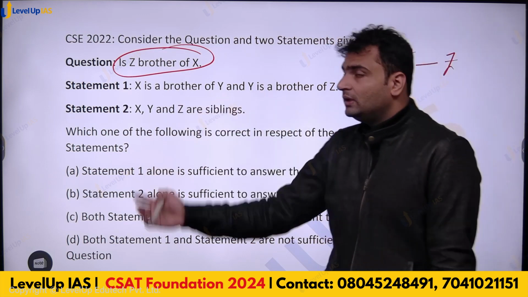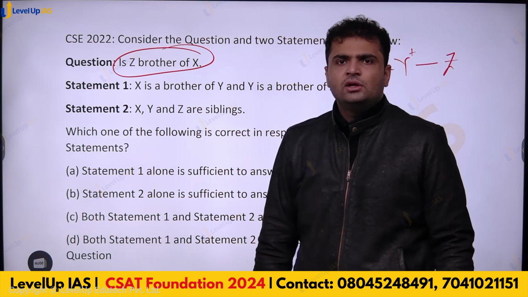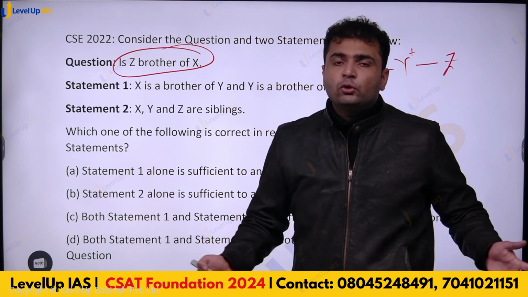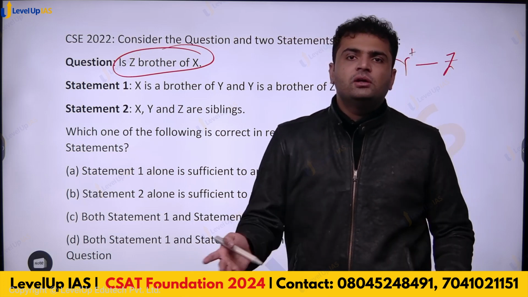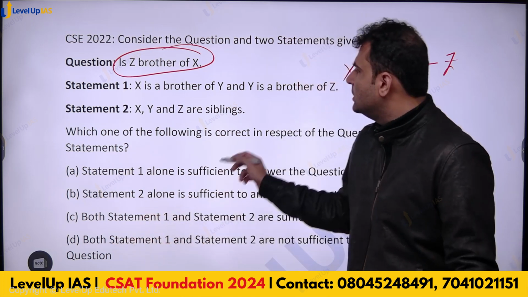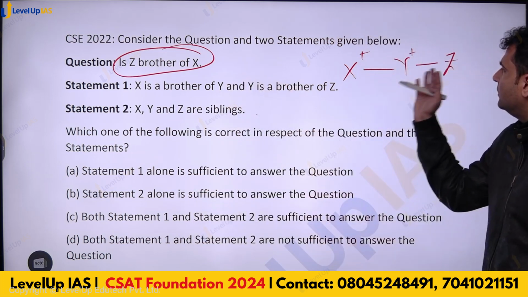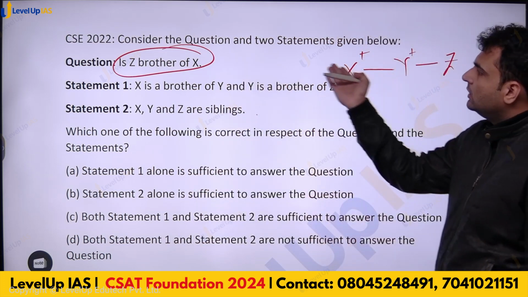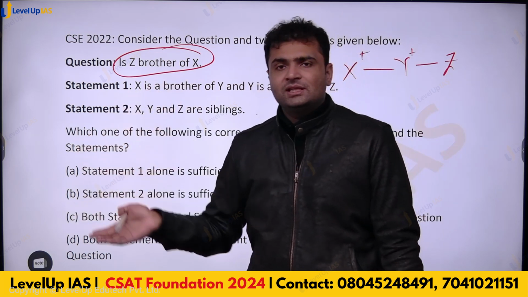Okay, fine. Now let us see statement 2 alone. Statement 2 says X, Y, Z are siblings. Siblings meaning they could be of any gender. All three could be sisters, all three could be brothers, or some of them could be sisters and some of them could be brothers. So from this alone we cannot solve it, and even after taking them together we don't get the gender of Z, and so cannot confirm him to be brother or sister.